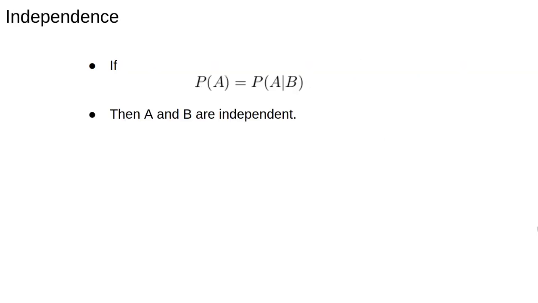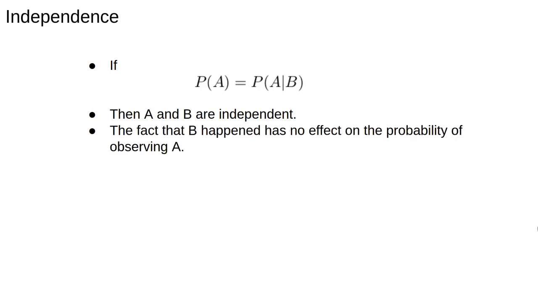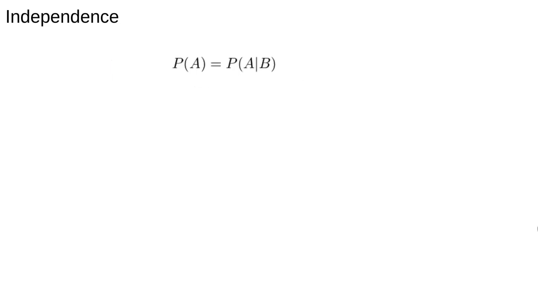Related to conditional probability is the idea of independence. Independence is a crucial and often hidden assumption in many statistical and machine learning methods. The concept itself is fairly simple. Expressed mathematically, if the probability of A is equal to the probability of A given B, that means A and B are independent. This is just saying the fact that B happened has no effect on the probability of observing A. We could do some algebra to come up with a useful formula for calculating probabilities of independent events.